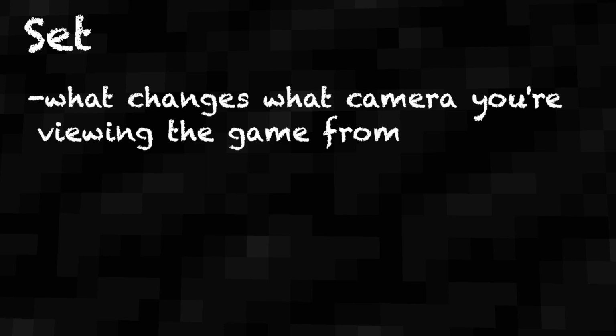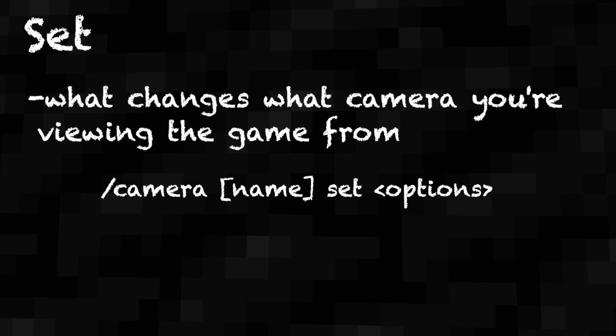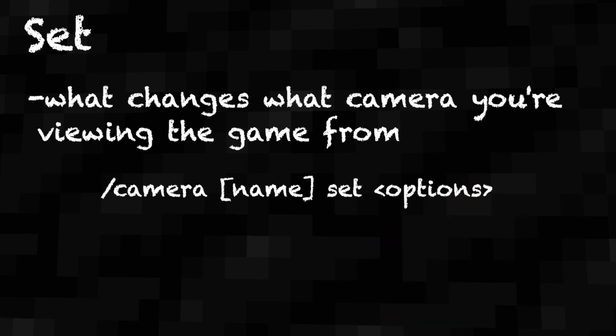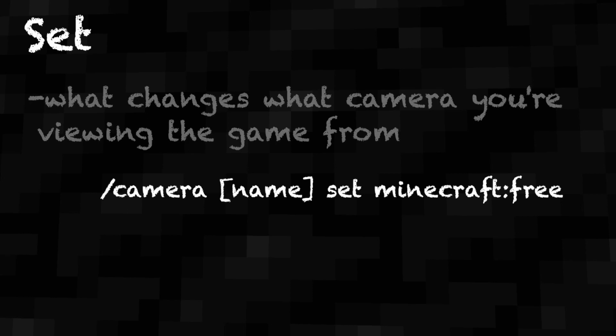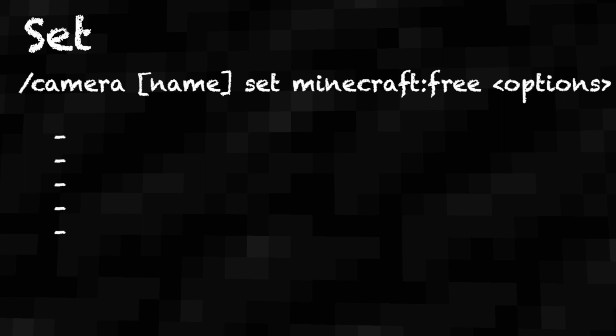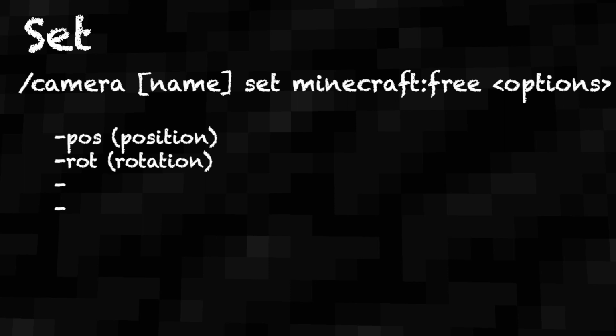This is what changes what camera you're viewing the game from. When you type this into chat, like the following example, you will see a few options. Disregard all of them except one, Minecraft free. This is the only one that lets you do the cool free cam stuff, so I don't really care about the other ones. After typing this in, you'll see several sub options. Don't worry, there's only 5, and only 4 of them really matter for more casual use of the command. The 4 that actually matter are POS, short for position, ROT, short for rotation, ease, and facing.